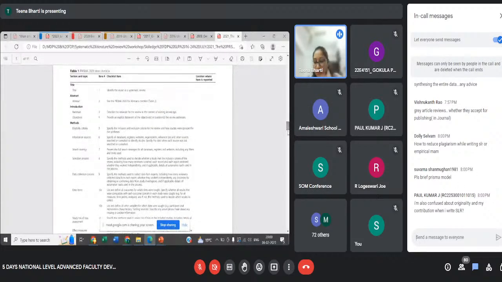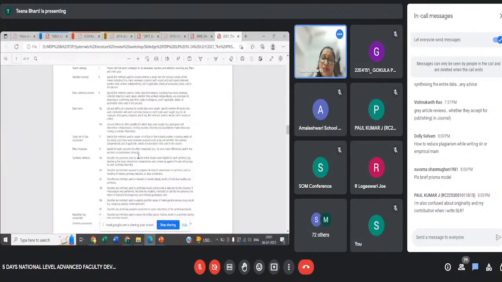Is it readable? Is it visible? Yes, ma'am. Okay, just to mention, this is the Prisma 2020 model. It includes a lot of checklists. It talks about identifying the report as a systematic review, and the abstract. You have to take into consideration the introduction, the rationale, the objectives, etc. Then the method: eligibility criteria, information sources, search strategy, selection process, data collection process, data items, and if there was any bias assessment, so CMB was included.